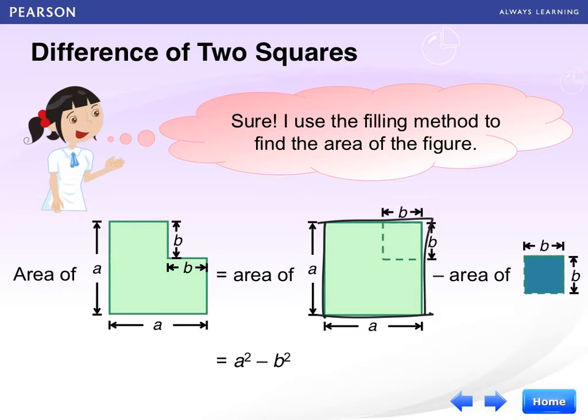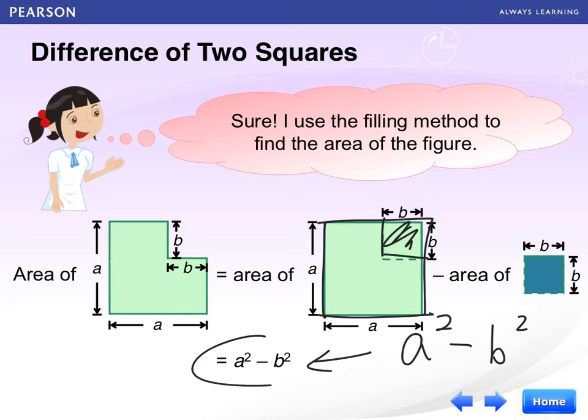Assume that in the square, the largest square has length A, and the smaller square has length B. Because the L shape comes from the larger square deducting the smaller square, we use A squared deduct B squared, such that the result becomes A squared minus B squared. And it is the area of this L shape.